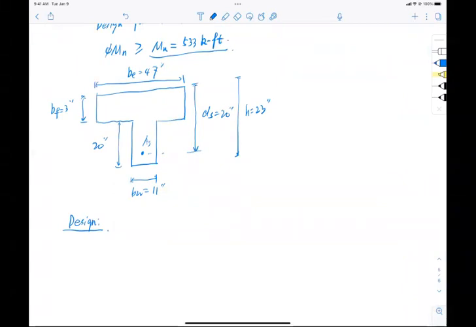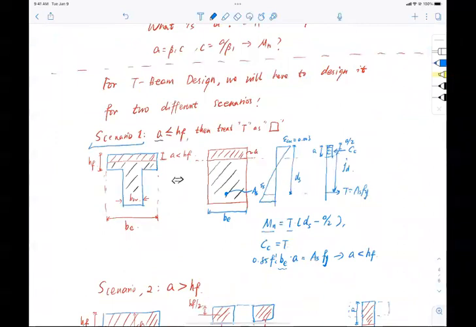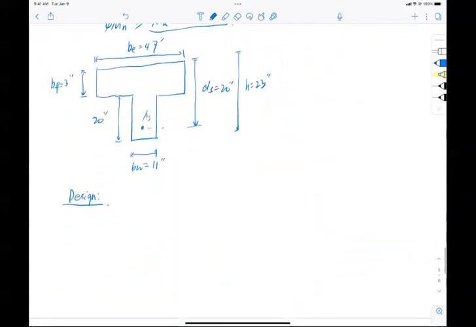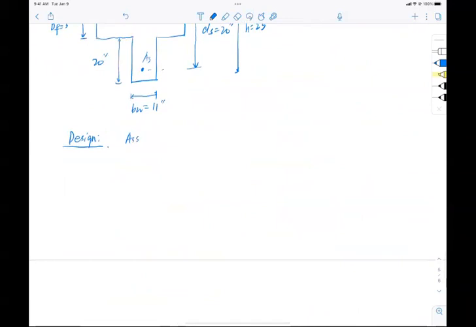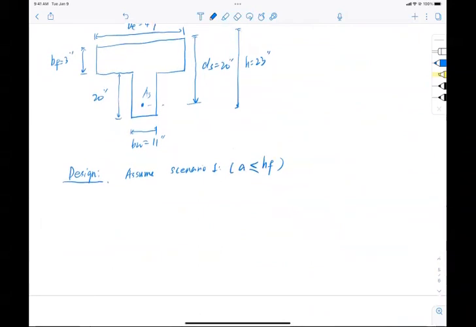Okay, so in this scenario, in this case, we're going to go by this. We're going to assume scenario number 1 first. If scenario 1 doesn't cover it, we're going to go by scenario number 2. Okay. So in this case, we say assume scenario 1 first. So what is scenario 1 anyway? The compressive zone A is smaller than or equal to HF.